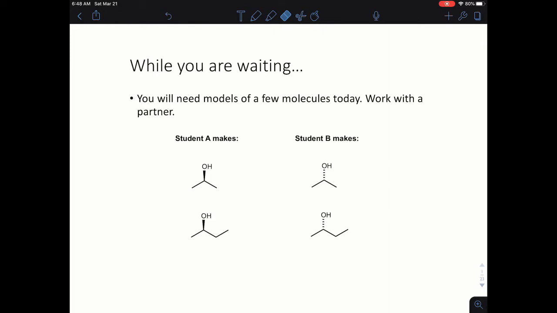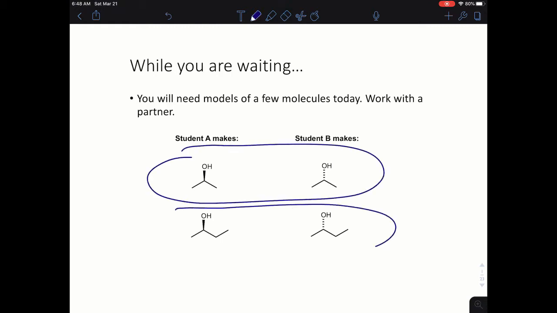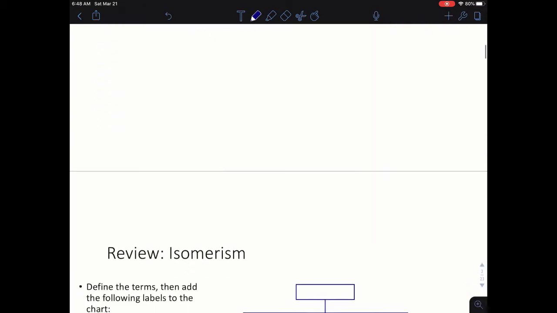And since you probably won't be working with a partner today, you are both student A and student B. So make these two models, then go ahead and make this set of models. So you'll have 4 different models, and then you'll be ready to start. So pause and do that.